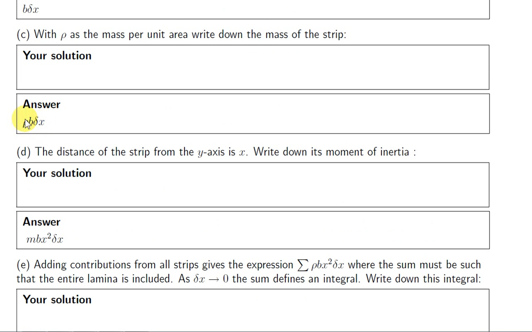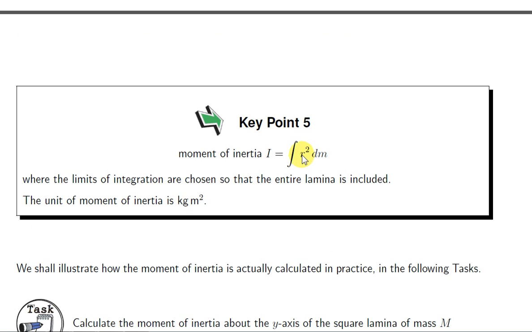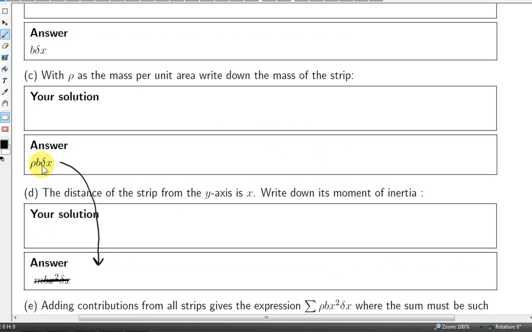Next we have to get the moment of inertia of the strip, so we have to multiply the mass of the strip by the distance x of it to the axis of rotation, which is the y-axis. Actually, I think I said multiply by x, but we multiply by the distance squared of the mass element to the axis of rotation. So we multiply this by x squared, and we get rho b x squared delta x.